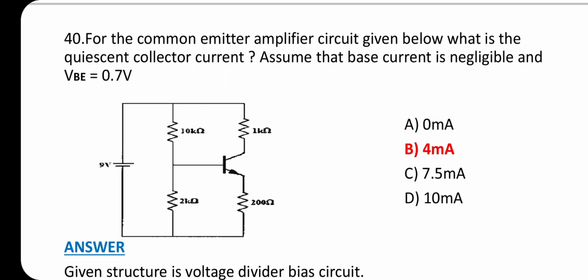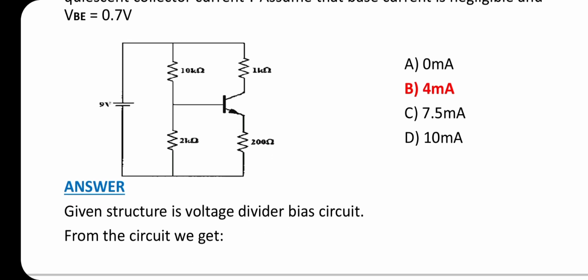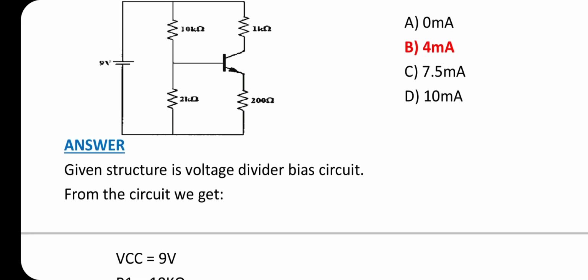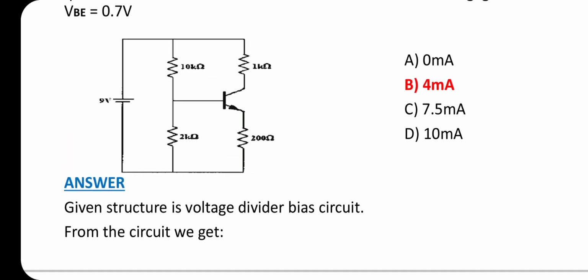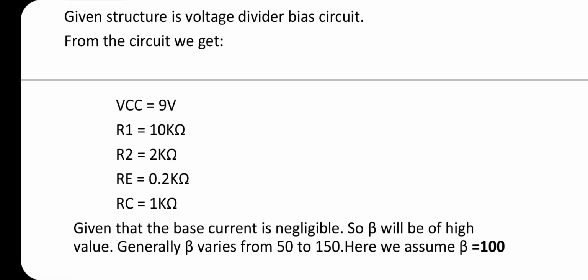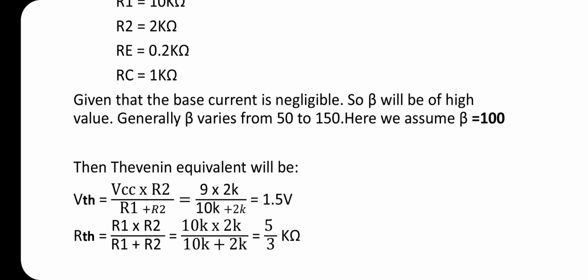Question number 14. For the common emitter amplifier circuit given below, what is the quiescent collector current? Assume that the base current is negligible and VBE equal to 0.7 volt. Answer is option 4 milliampere. Given structure is a voltage divider bias circuit. From the circuit we get VCC equal to 9 volt, R1 equal to 10 kilo ohm, R2 equal to 2 kilo ohm, RE equal to 0.2 kilo ohm, RC equal to 1 kilo ohm.